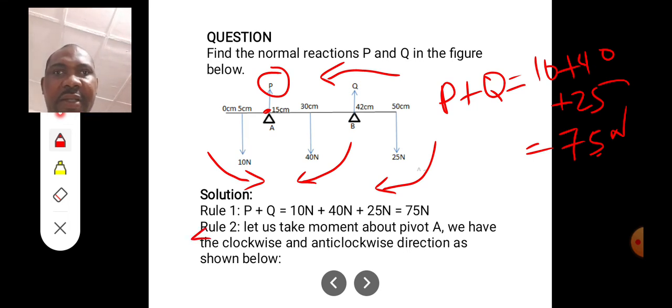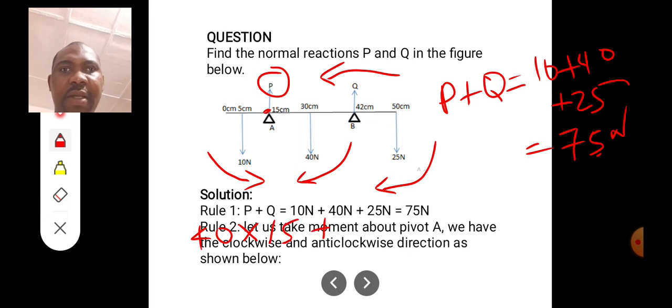We are going to have 40 multiplied by the distance between the 40 newtons and the pivot, which is 30 minus 15, which will give us 15. Then plus the 25 newtons force, which is 25 multiplied by the distance between the 25 newtons and the pivot, which is 50 minus 15. 50 cm mark minus 15 cm mark. That will give us 35.